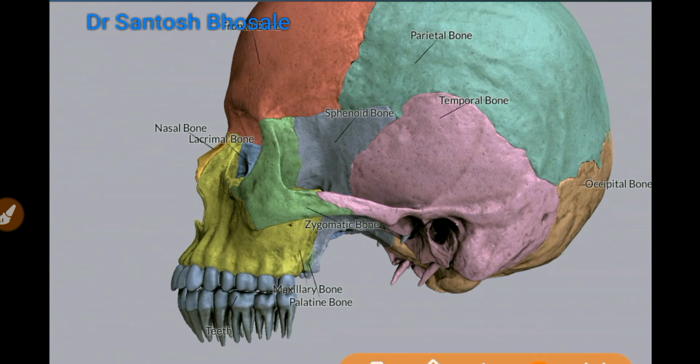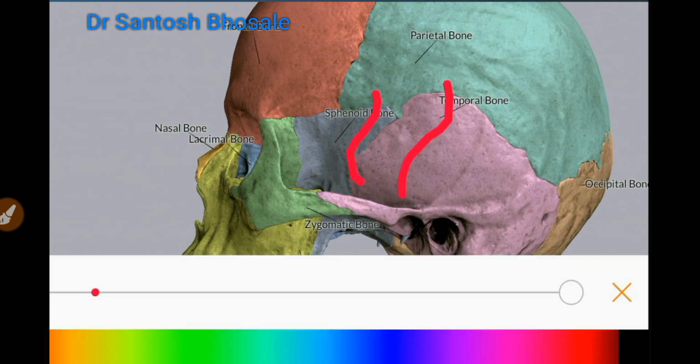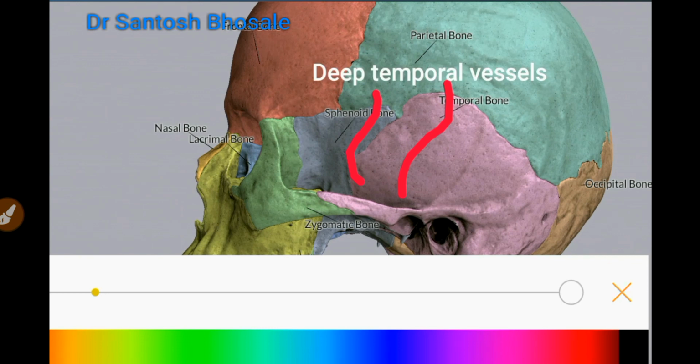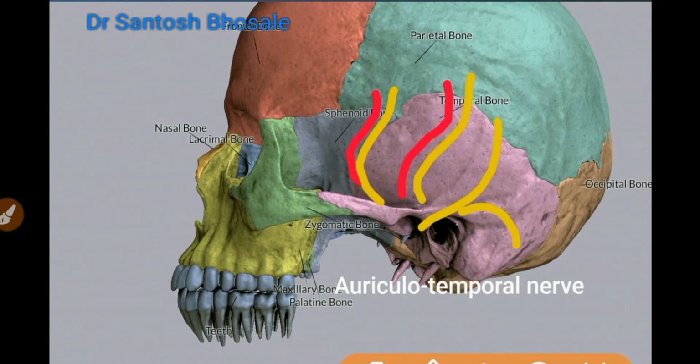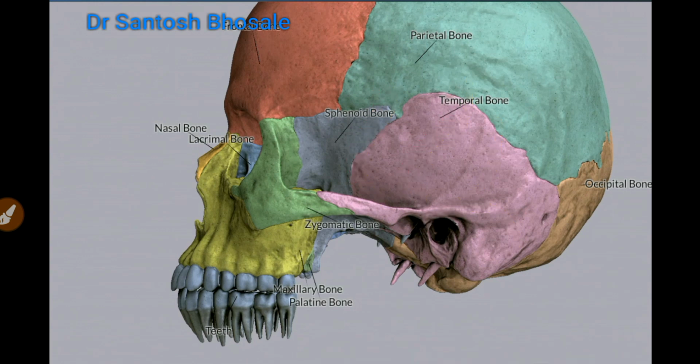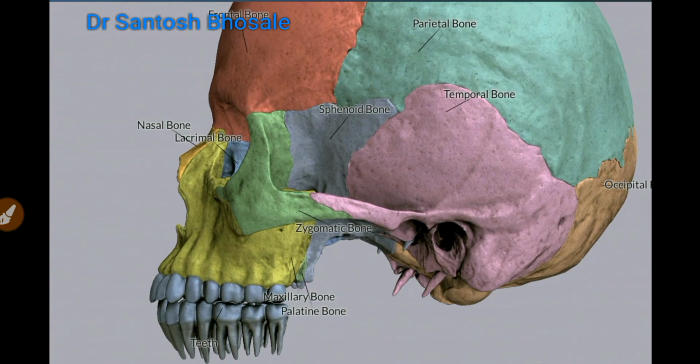And beneath temporalis you will see a pair of deep temporal vessels. They may be 2 or 3 in number. They have a variant branching pattern, and these deep temporal vessels come from the second part of maxillary artery. And you also see deep temporal nerves coming from the anterior division of mandibular nerve. Behind that you will see auriculotemporal nerve. The name itself says it supplies both ear and temporal part of the skull.